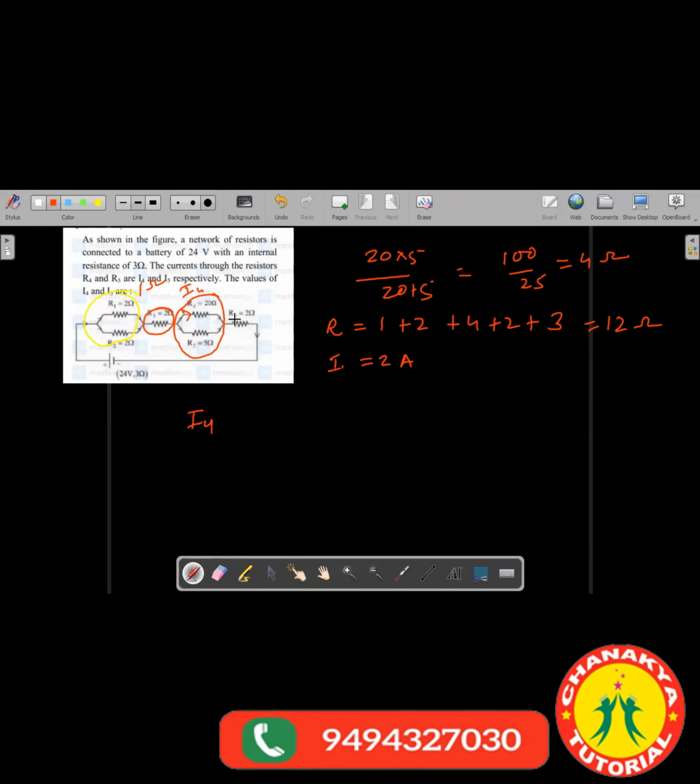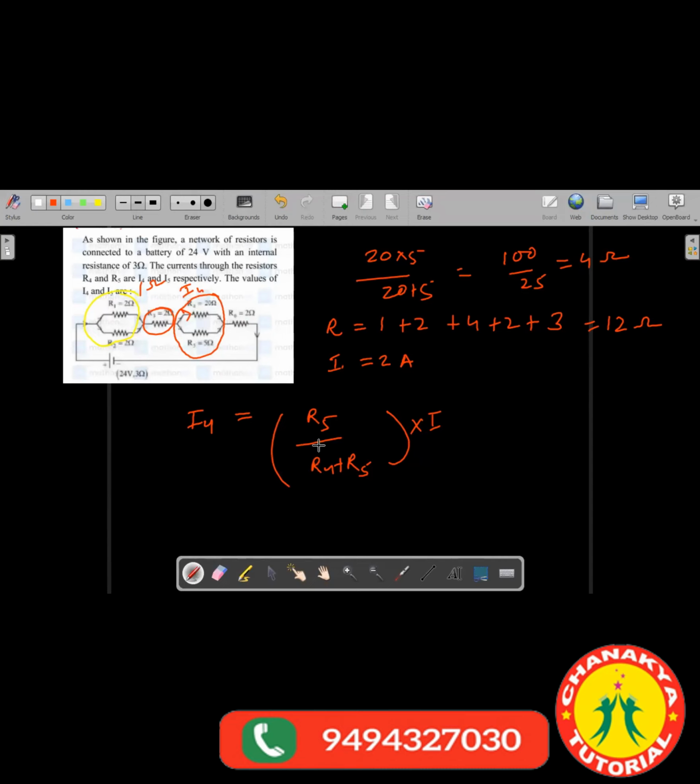If I know the total current across a parallel combination, how do I find the current across each resistor? If I want to find the current across R4, then I4 would be given by R5 divided by R4 plus R5, multiplied with the total current I. Right? So this is a shortcut. This shortcut has been obtained by using KVL, by using Kirchhoff's law.